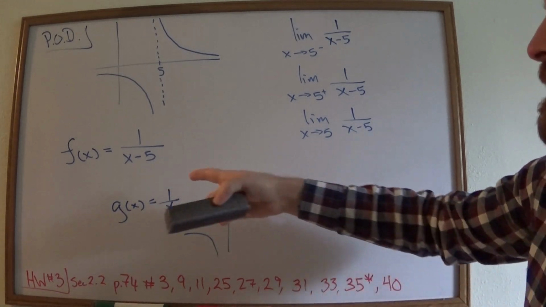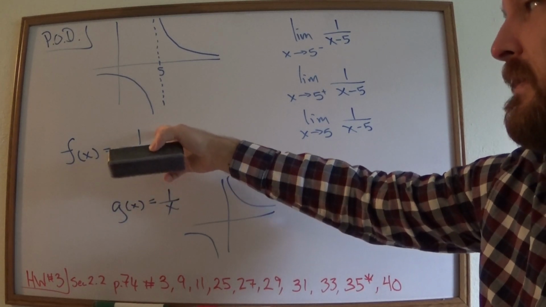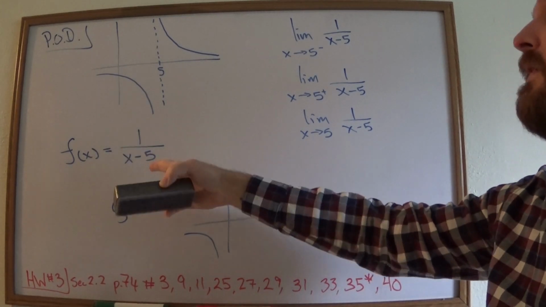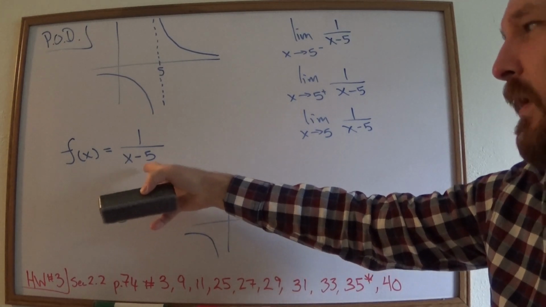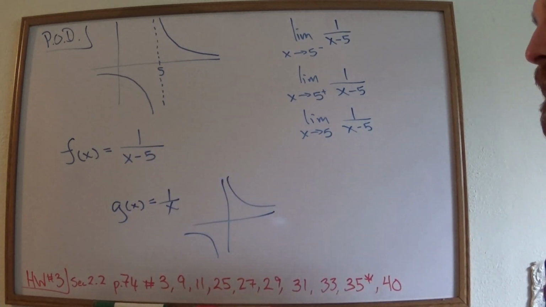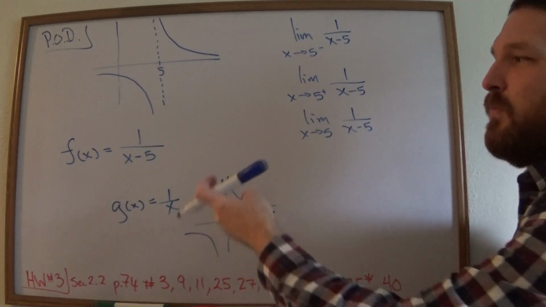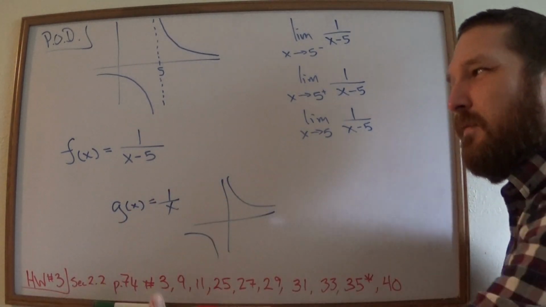Also, this is a rational function, right? There's a polynomial on top. Yes, 1 is a polynomial. There's a polynomial on the bottom. One of the easiest ways of graphing something is to ask, where does this thing blow up? Where is the denominator equal to 0? Obviously, it's 5. Is that a shift right or left?